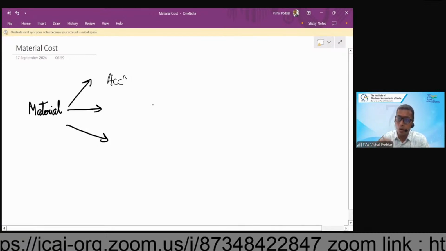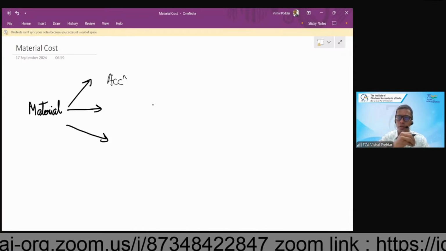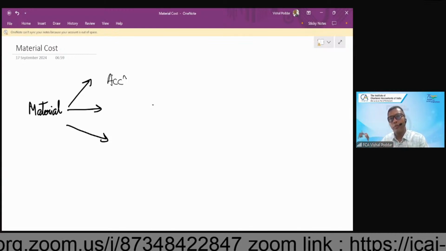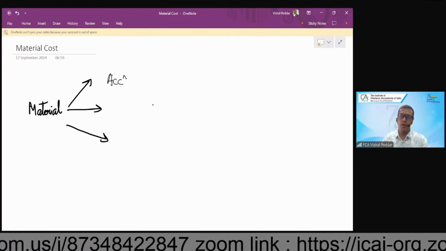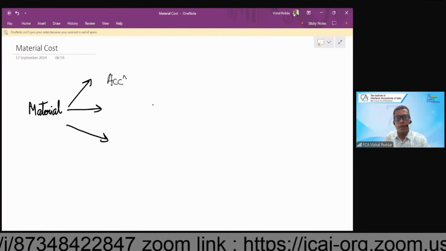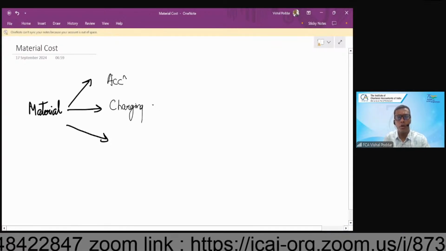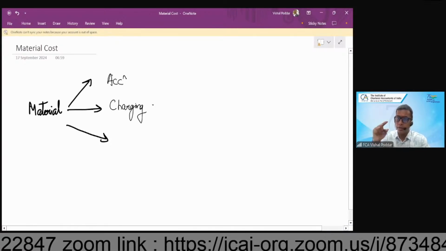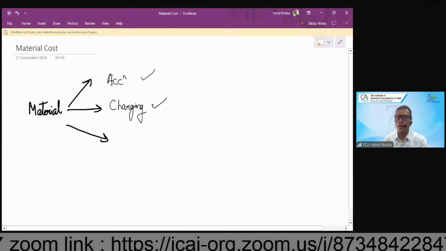Because our topic is not only costing, it is cost accounting as well. So now we have to study the costing component and also how it would appear in your books of accounts. That is the cost books of accounts, not your regular financial books of accounts. So we'll see the accounting aspect. Then we will see the charging aspect of how material cost is charged. This is where the costing component comes. So you can say this is the cost accounting, this is costing.